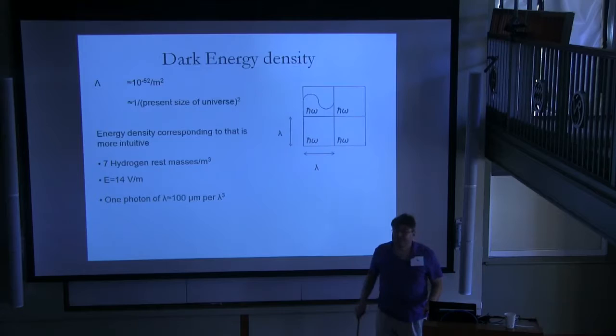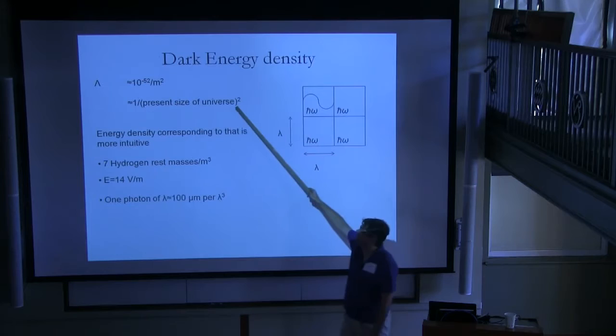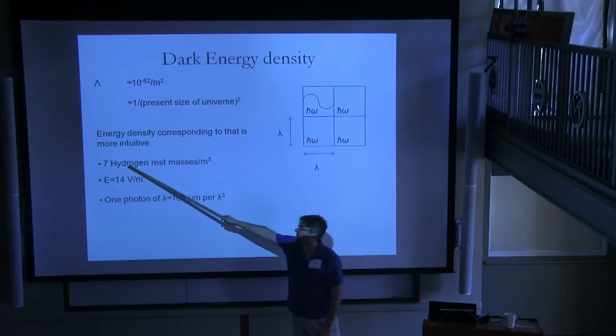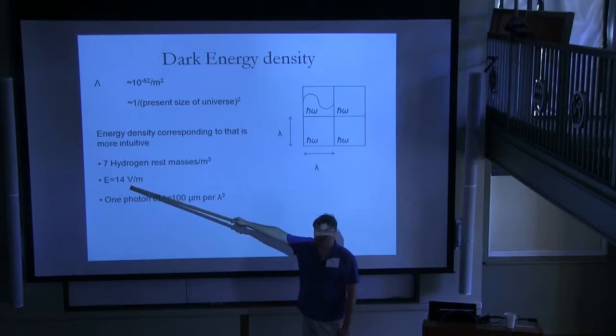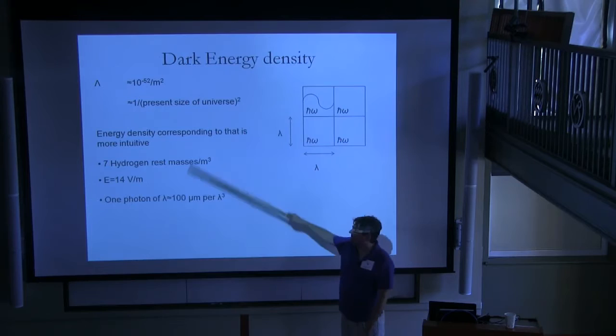At first, it seems hopeless to study dark energy in the lab because the dark energy density as given by the cosmological constant is 1 over the size of the universe squared. But if I express it in units of energy, then it's also 7 hydrogen rest masses per cubic meter, or an electric field of 14 volts per meter, or 1 photon of 100 microns wavelength per cube of 100 microns to the third. So all these sound more human than this scale. And so maybe there's some hope.